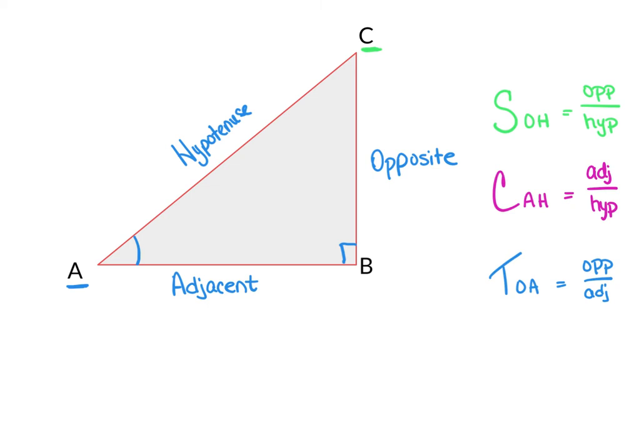So when they ask for the sine of an angle, all they're asking for is the relationship between the opposite side and the hypotenuse. If they're asking for the cosine, they're just asking for the ratio between the adjacent and the hypotenuse. Tangent, opposite and adjacent. That's all they're asking for when they ask for those measurements.